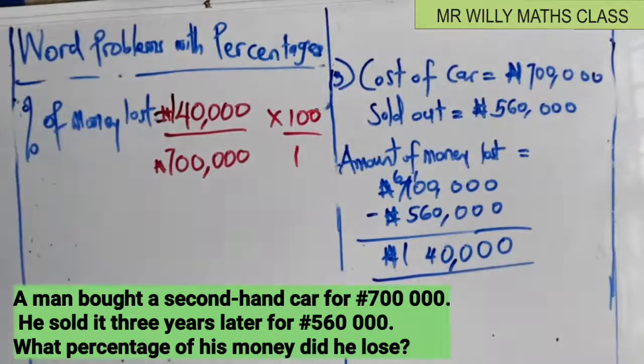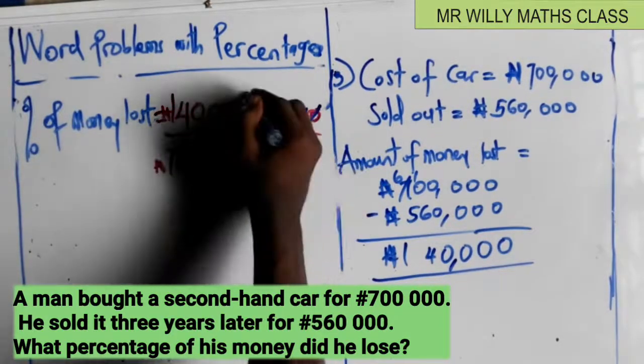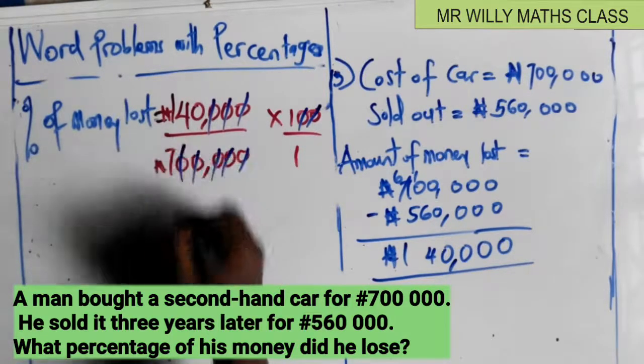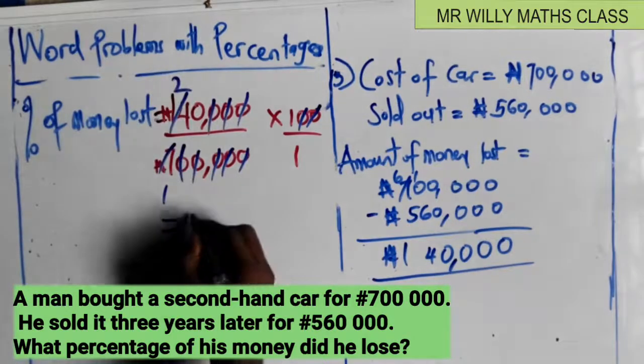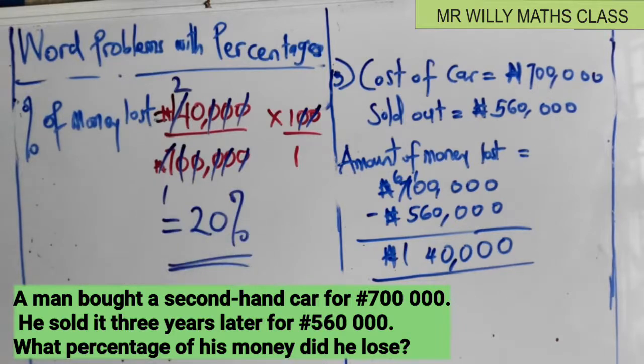The zeros will cancel the zeros. So 7 here 1, 7 here 2. The answer is 20%. So he lost 20% of his money.